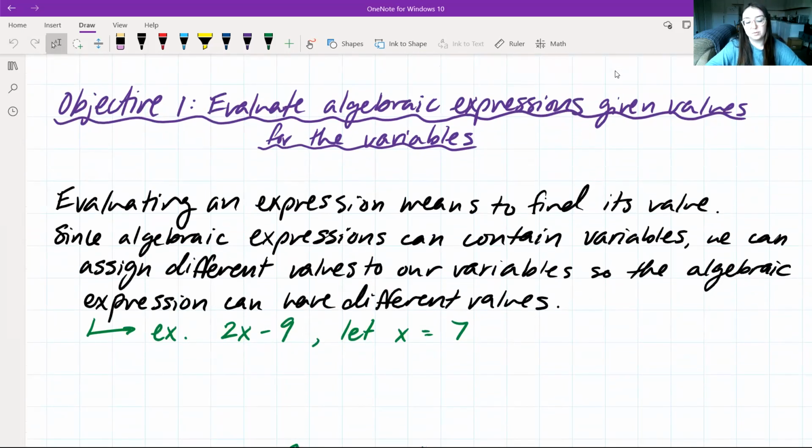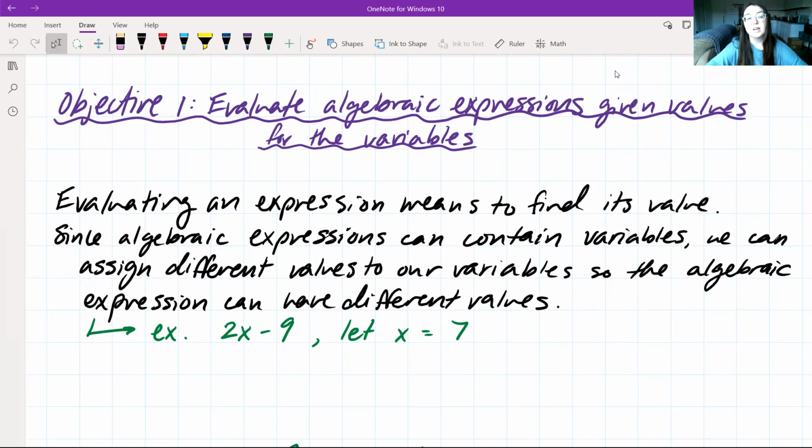All right, so our objective 1. We want to evaluate algebraic expressions given values for the variables. Evaluating an expression means to find its value. Since algebraic expressions can contain variables, we can assign different values to a variable so the algebraic expression can have different values.